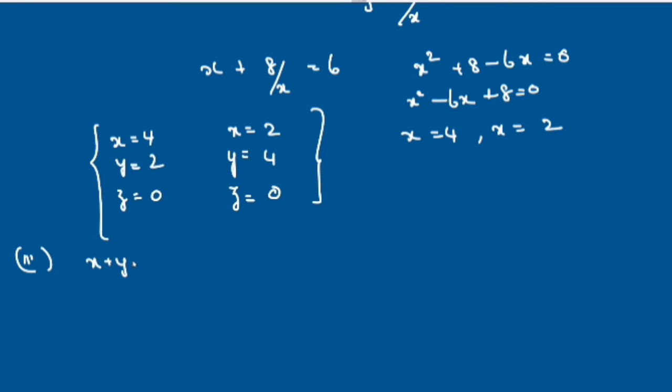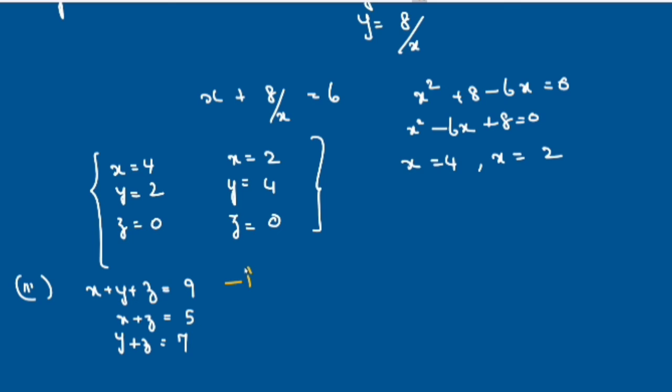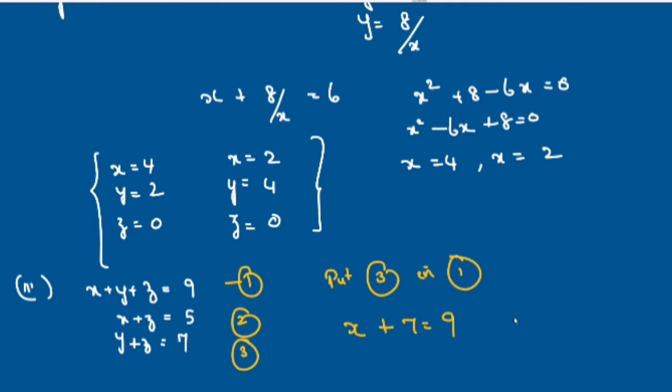Third one: x plus y plus z is equal to 9, x plus z is equal to 5, y plus z is equal to 7. Name the equations 1, 2, 3. So put 3 in 1. So you get x plus y plus z as x plus 7 is equal to 9. So x is equal to 2.